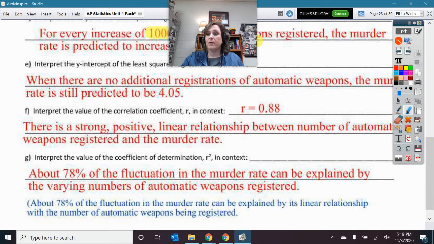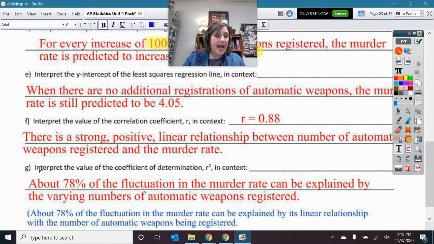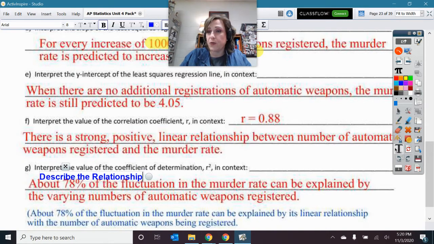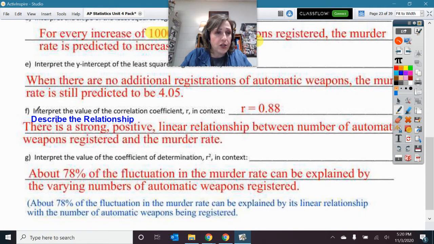Okay. Now, remember that you will now be asked to describe the relationship. No longer do you get the question to interpret the correlation coefficient. So part F will no longer be read as that. It'll say, describe the relationship. And there it is: there is a strong positive linear relationship between those two variables, in context.